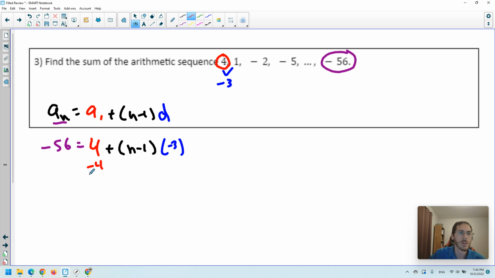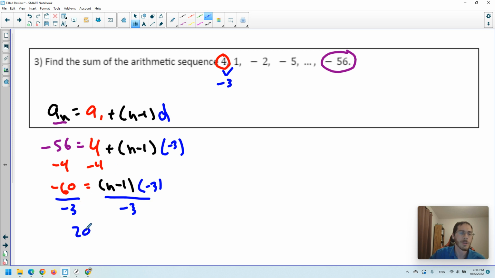Just like we would normally solve this, we'll do -4 on both sides. So that'll be -60 equals n minus 1 times -3. We'll divide both sides by -3. So -60 divided by -3 is 20. On this side, I now have n minus 1. I don't really need to write the parentheses now. And then the opposite of -1 would be plus 1. So I know that 21 is equal to n. So now I know how many terms there are.